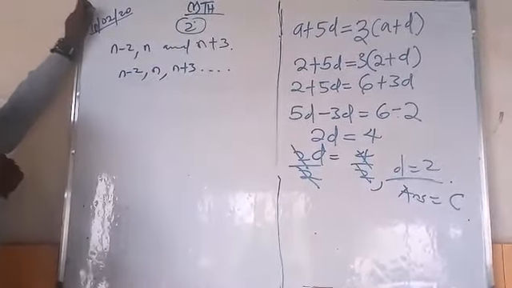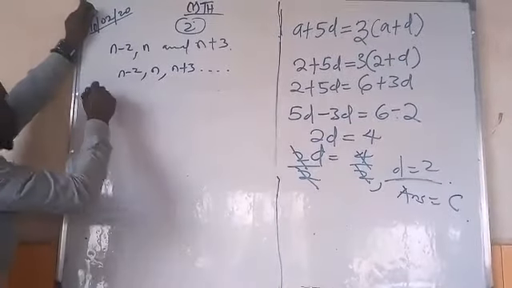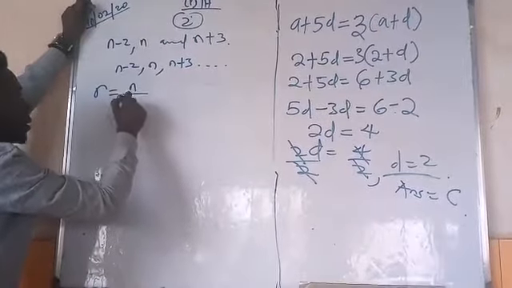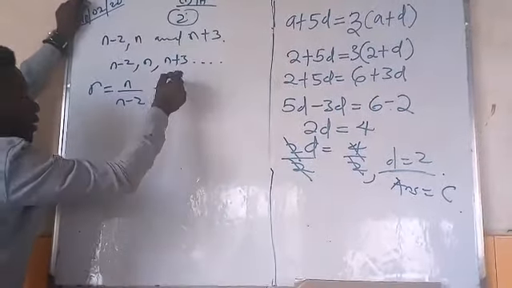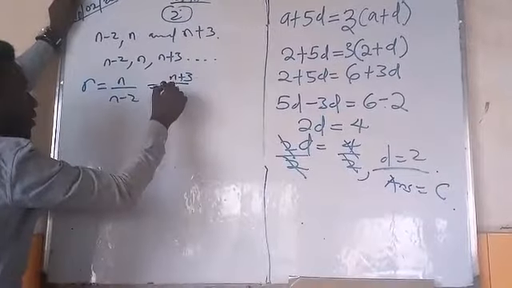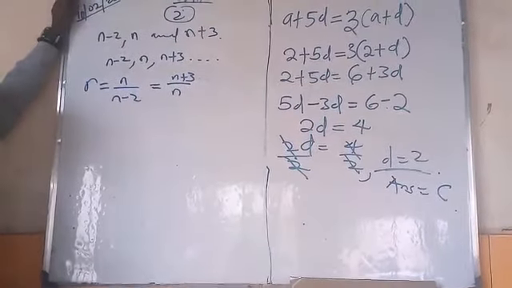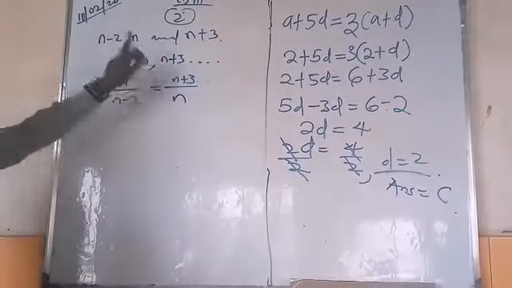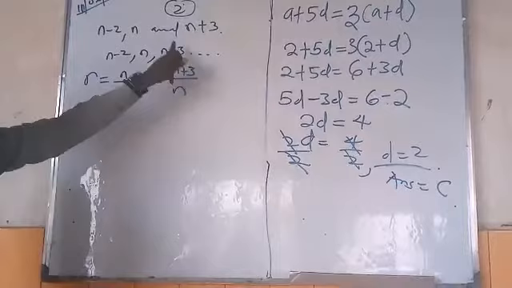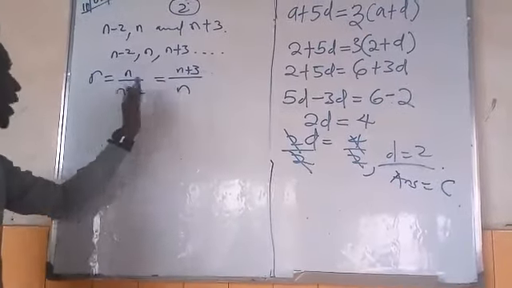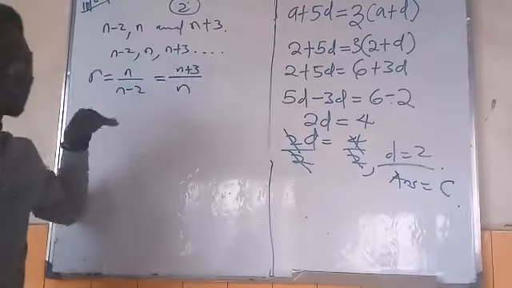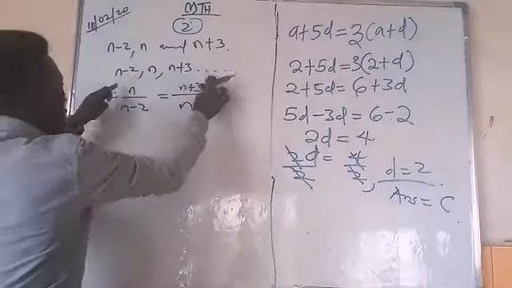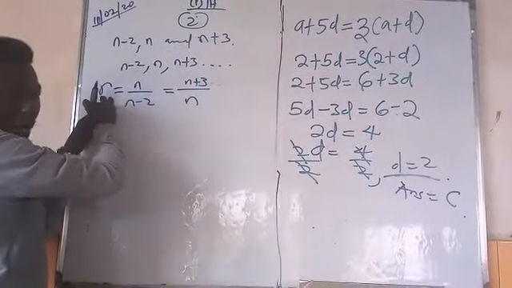Right? And they say find common ratio. What does common ratio mean? Common ratio is this divided by this. It's the same thing as when you say n plus 3 divided by n. Are you with me now? That's it. Common ratio means this divided by this, or this divided by this. That's why they call them consecutive terms.